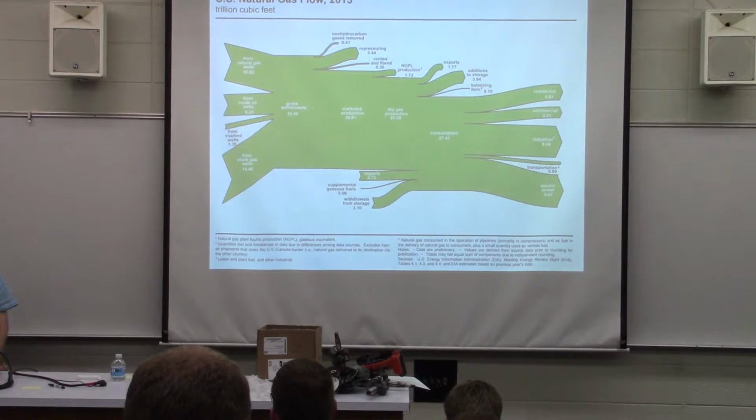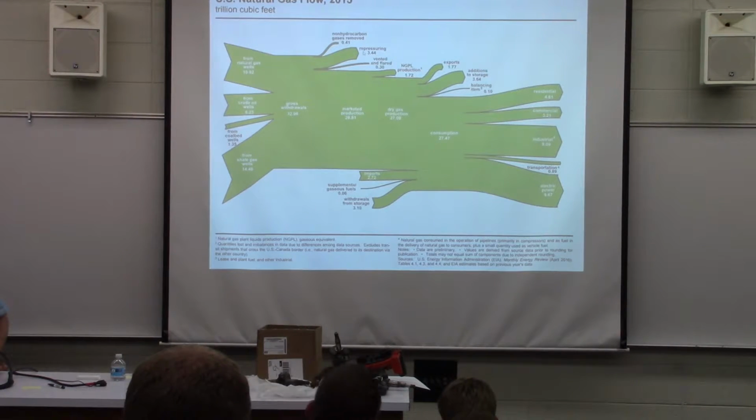So then you come to your 33 trillion cubic feet, and then this shows where it goes. And I think some of these on top are interesting. So non-hydrocarbon gas is removed. So there's components in the natural gas that are not hydrocarbon, right? We'll talk about that in a bit.